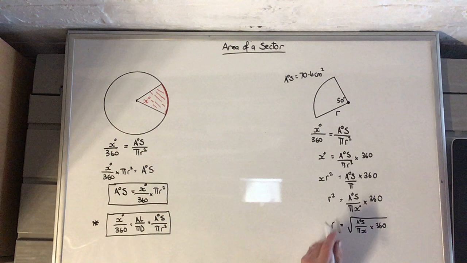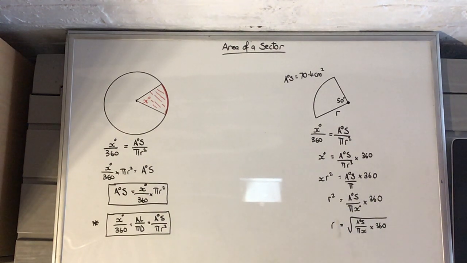So there's me using my knowledge from changing the subject. I've changed all that round without putting any values in. And as I said in the last video, it's very good practice for you to do that. It helps you with the changing the subject question that comes up at National 5, and that question comes up all the time. So always good to do that. So last wee bit, let's put our values in. So we've got the square root of 70.4 over pi times 50 times 360 and take the square root of all that. Okay, and that'll give me my radius.